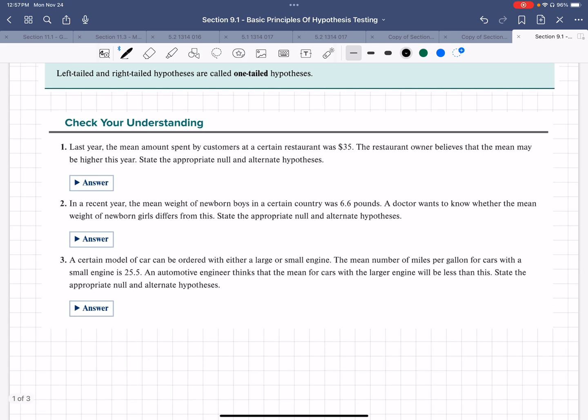So in example 1, we have: last year, the mean amount spent by customers at a certain restaurant was 35. Okay, guys, that means mu equals 35. The restaurant owner believes that the mean may be higher this year. State the appropriate null and alternate hypothesis, okay? So my null is actually going to be mu equals 35. All right, and then my alternate mu is going to be, this says higher, so it's going to be greater than 35, and that is my alternate hypothesis.